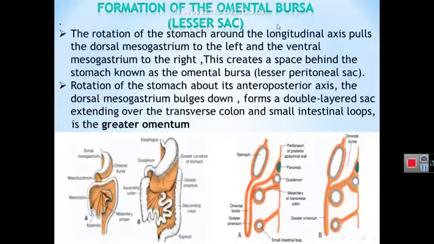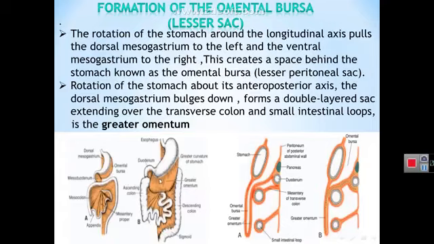Formation of the omental bursa or lesser peritoneal sac. The rotation of the stomach around the longitudinal axis pulls the dorsal mesogastrium to the left and the ventral mesogastrium to the right. This creates a space behind the stomach known as the omental bursa or lesser peritoneal sac.